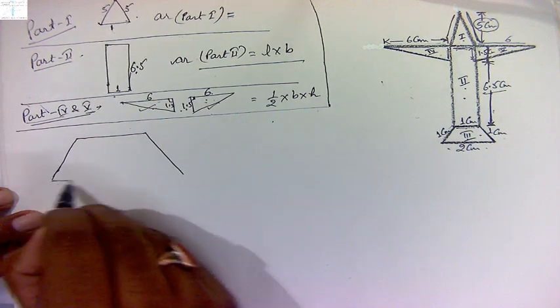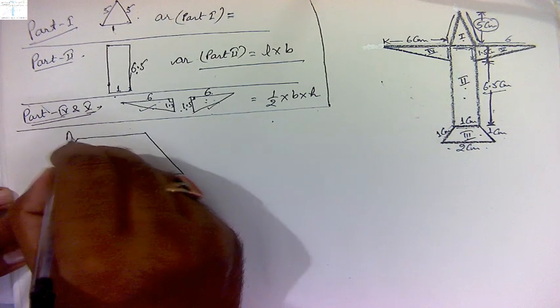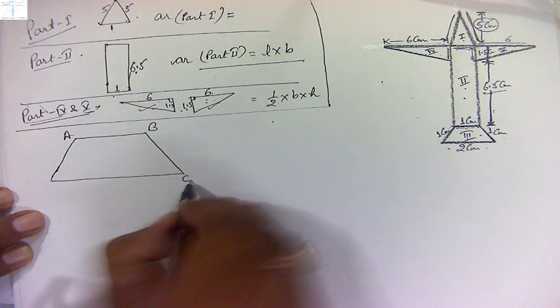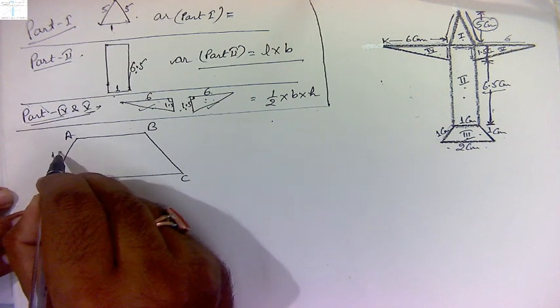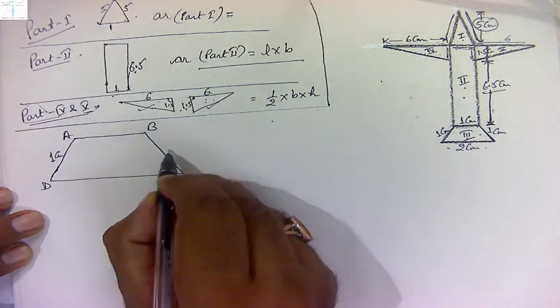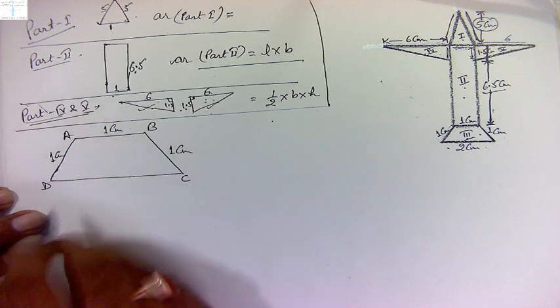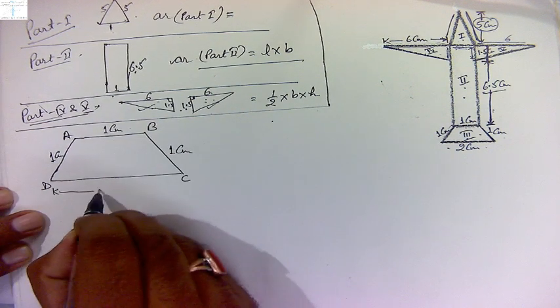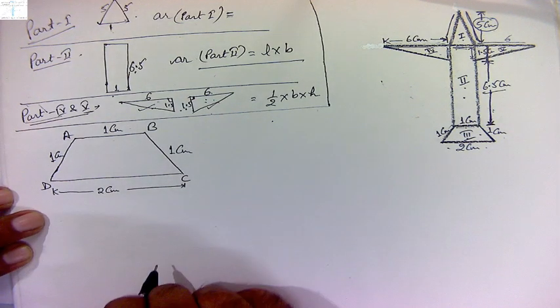So you have this like this. Say, let me name it. This is A, B, C and D, where this side is 1 centimeter. This side is 1 centimeter. This is also 1 centimeter. And this whole side is 2 centimeter.